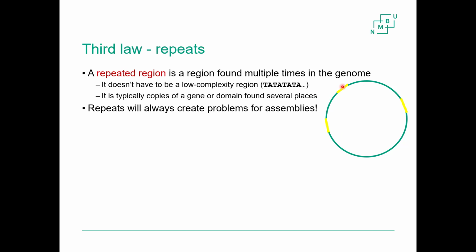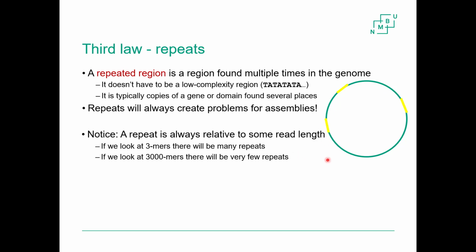So when you have sequenced reads from this, so reads are now short pieces of this gene here, it's impossible to know if this read actually comes from this part of the genome or this part or this part, because they look exactly the same, right? These 3 yellow regions look exactly the same. And this causes problems. And a repeat is always relative to the read length.